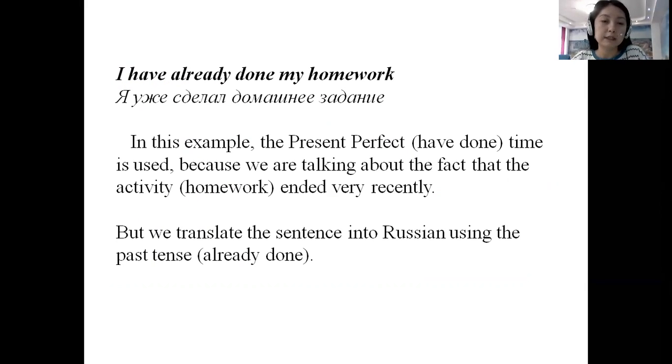I have already done my homework. Я уже сделал домашнее задание. In this example, the present perfect is used because we are talking about the fact that the activity ended very recently. But we translate the sentence to Russian using the past tense. Yes, я уже сделал.